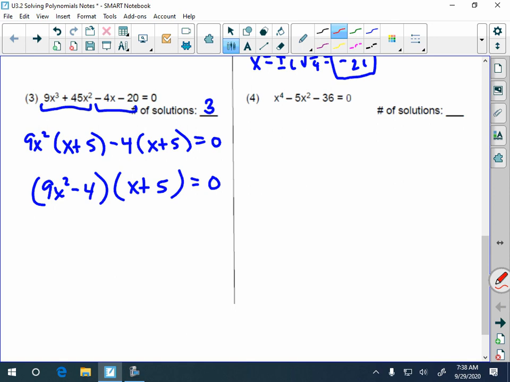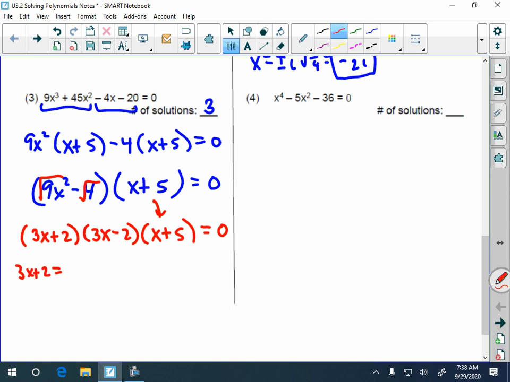Now 9x squared minus 4, you could use square root method on this, but it does factor because it is a difference of squares. So I'm going to go ahead and just factor it. So remember, when you use factoring, a difference of squares, you square root both terms, right? And that goes in both sets, and one's plus, one's minus. And then the x plus 5 will just come straight down. Alright, so now we're going to go ahead and solve this. So here, I have 3x plus 2. Since it's degree 1, it's going to get us 1 solution. 3x minus 2, same thing, it's going to give us 1 solution. And x plus 5, it's going to give us 1 solution.